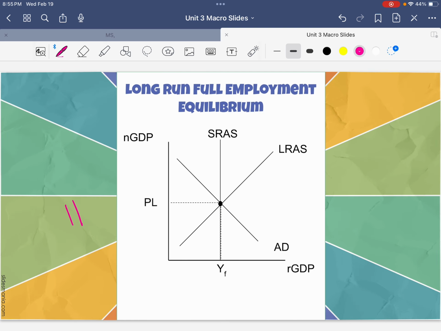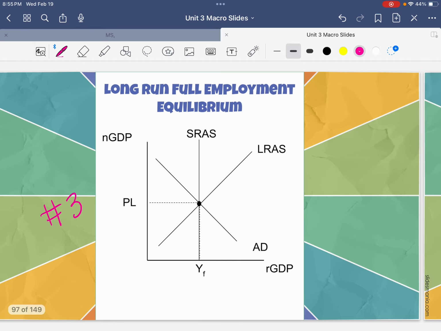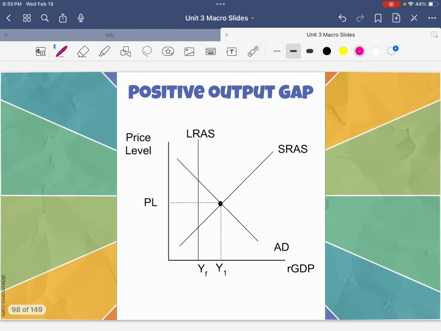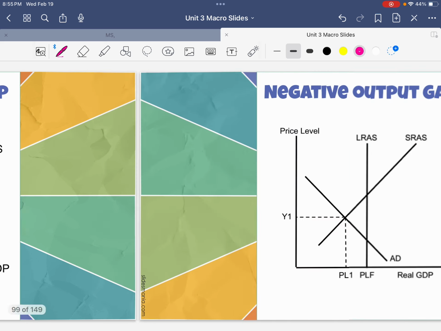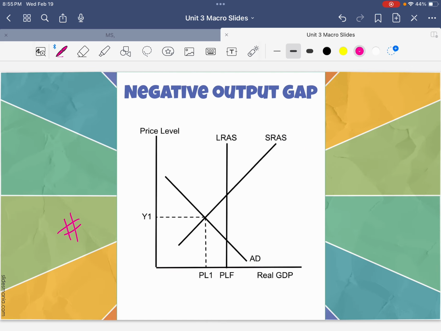Here is number 3. Lovely. Beautiful. Tell me what's wrong. Should be showing long run full employment equilibrium. Here is number 4. Keep in mind, there's a little hint for the last one. Sometimes there's more than one thing wrong with the graph, just letting you know, okay? So a positive output gap. Here is number, what number are we on? Number 5. So number 5 in the Google form, you're going to tell me what is wrong with this graph.